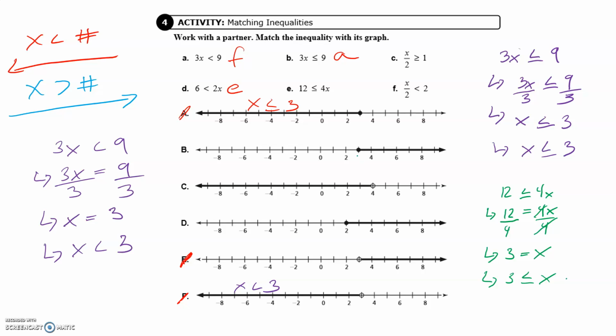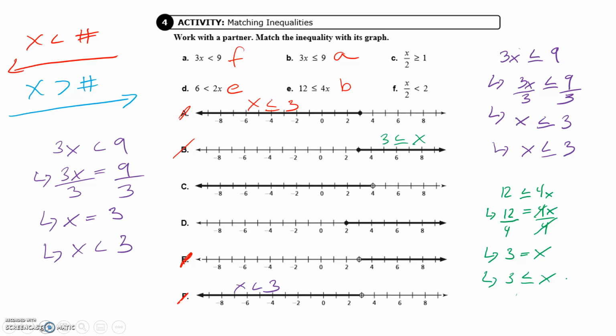Let's see if B is true. Closed circle, yes. Plotted at 3, plotted at 3. And yes, x is going to be greater than 3, so it's going to be to the right. So for E, let me write my inequality: 3 is less than or equal to x. E is going to be letter B, and then I can cross that out.